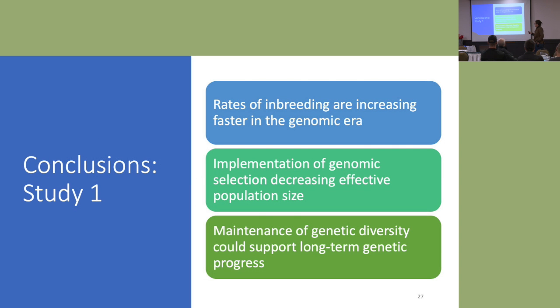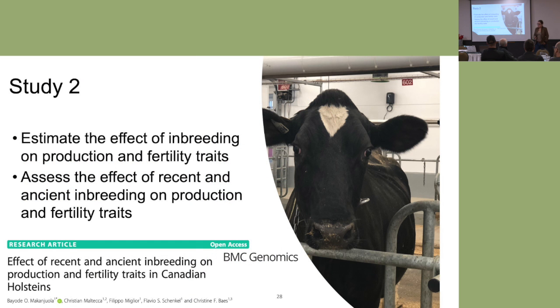Okay, so conclusions here. Number 1, rates of inbreeding are increasing faster since genomics. Implementation of genomic selection is decreasing effective population size. Number 3, maintenance of genetic diversity could support long-term genetic progress. Could. Maybe.